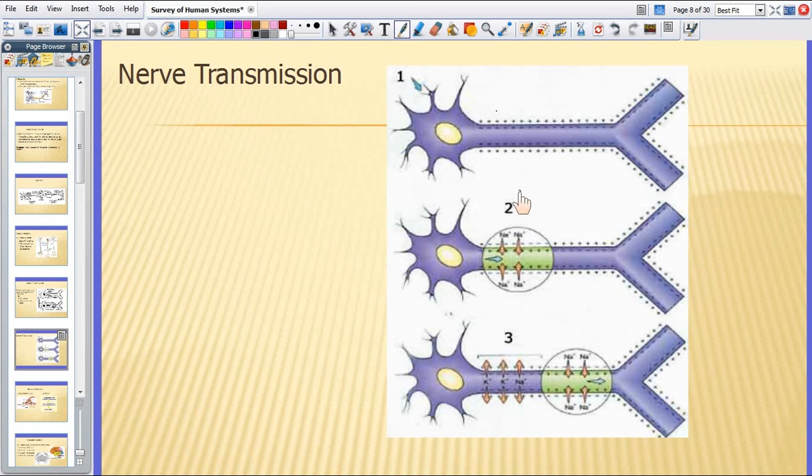When we move to step 2, we have an action potential. This means that somewhere over here, a cell received a stimulus. It sent information through the dendrites into the soma. The soma decided that yes, a response was going to be needed, and so an action potential or a nerve impulse was created. Remember, these action potentials are electricity, and electricity is negative.